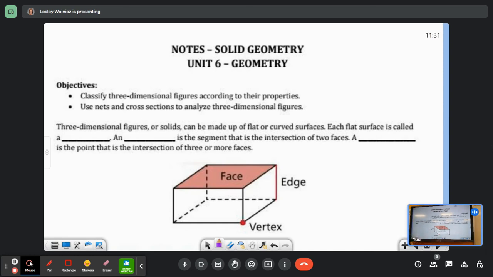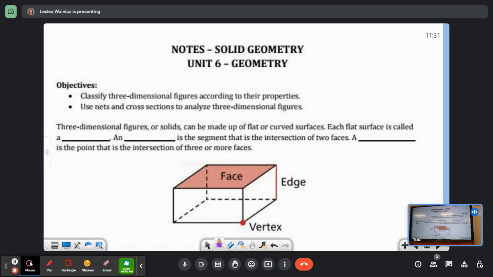So we are going to classify three-dimensional figures according to their properties, and we'll use nets and cross sections to analyze three-dimensional figures. We're going to use cross sections tomorrow. We're going to do half of this, and then we're going to play around with some nets.